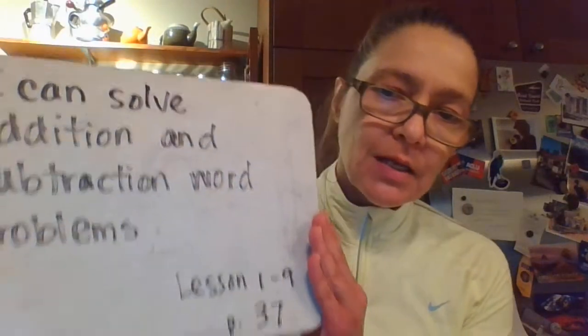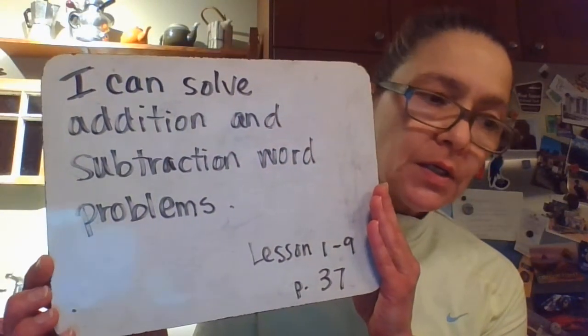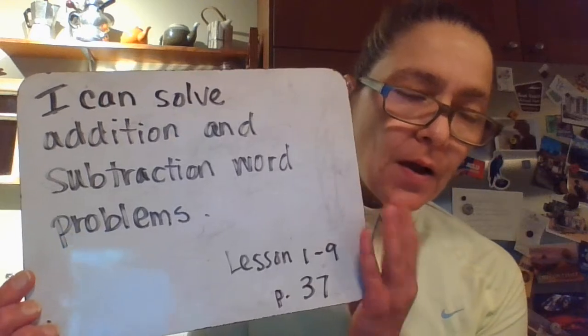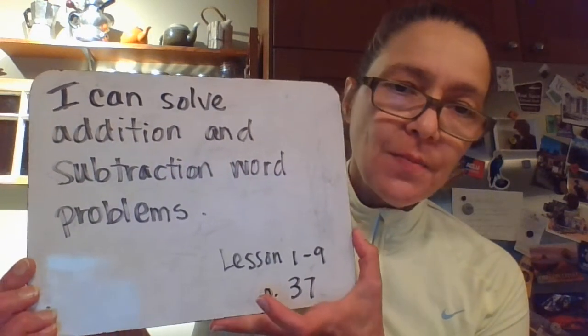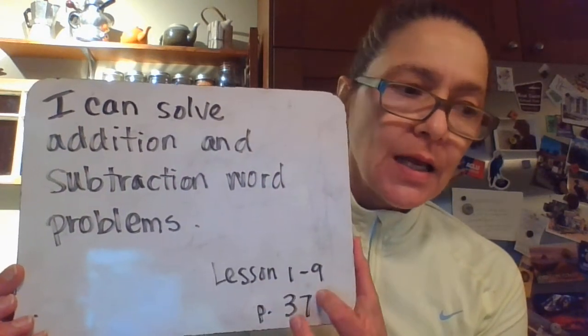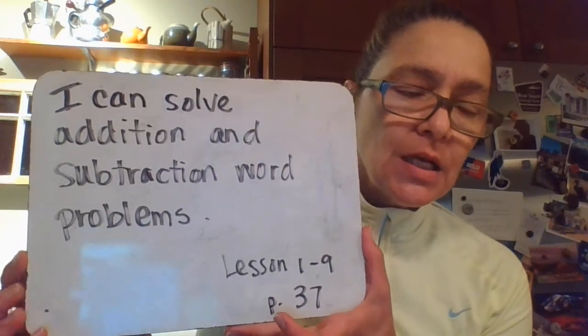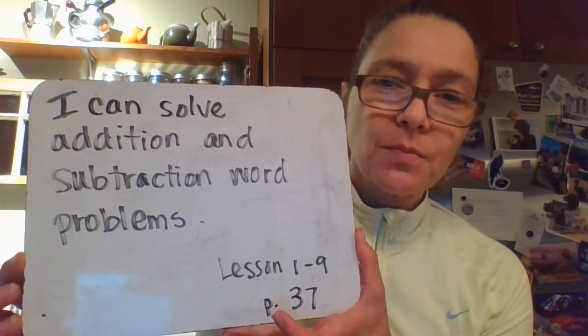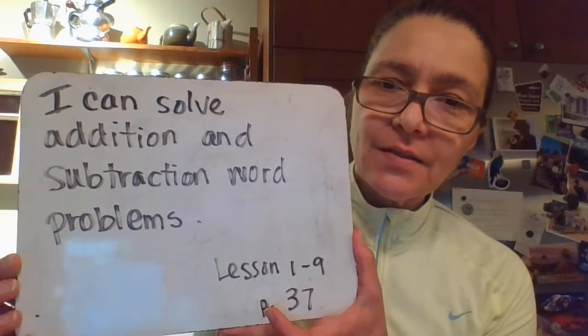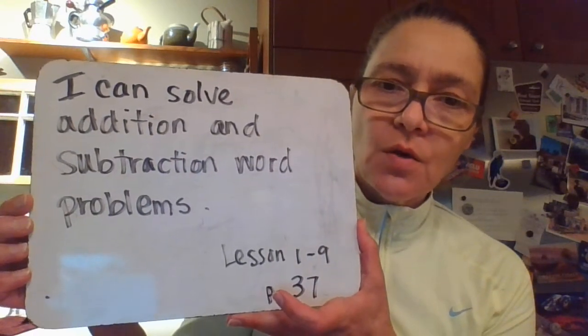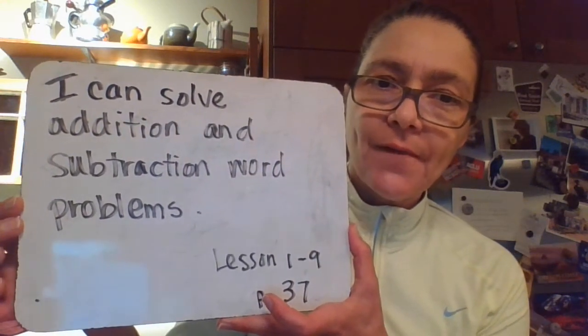All right, so today's lesson is on page 37, and I have written the I can statement right here, and you can read along in your book on the top right-hand side of page 37. This is lesson number 1-9, and it's solving addition and subtraction word problems. So I can solve addition and subtraction word problems.